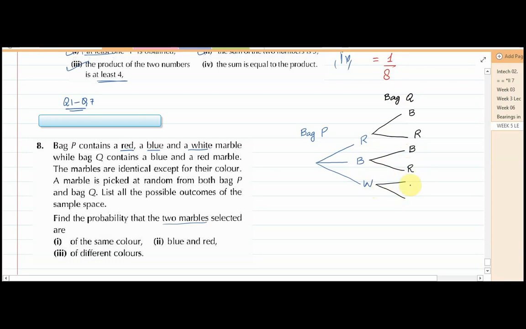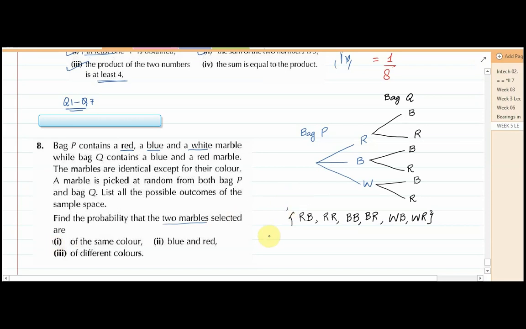Similarly, for the white marble as well, I have two options. So the sample space is basically, I can pick red and blue, red and red, blue and blue, blue and red, white and blue, white and red. That is the sample space that is asked in part 1.